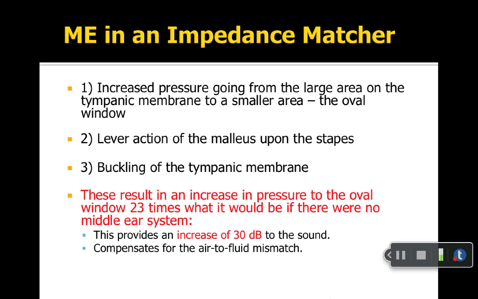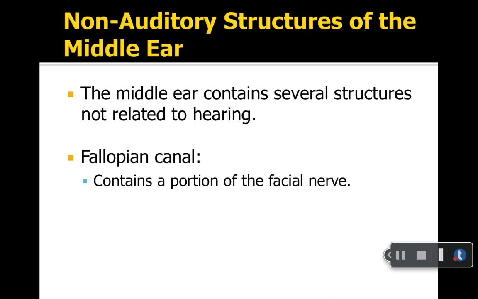30 decibels of sound increase from the air in the ear canal to the fluid of the cochlea by the middle ear impedance matcher. So the middle ear helps to compensate for that air to fluid mismatch based on the size of the tympanic membrane in relation to the stapes footplate, the lever action of the bones, and the buckling of the tympanic membrane.